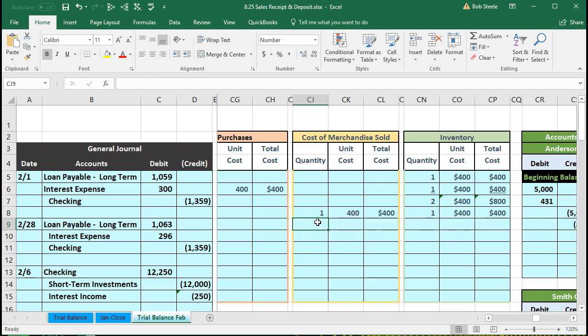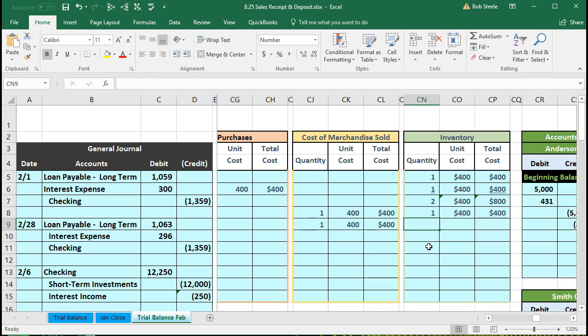We're going to say as of this date, we sold that one guitar at 400 and multiply that out. And this equals this one guitar times the 400. It means that we paid, it was for $400 cost. What do we have left? Well, we had one guitar. We sold that one. We now have 0 left.